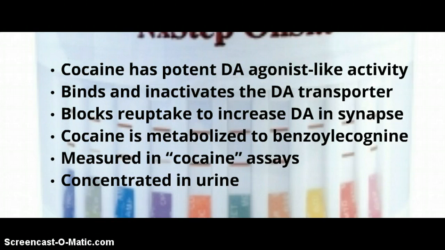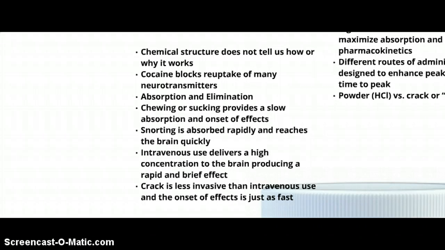If we look at the chemical structure of a drug, the chemical structures don't really give us an idea of how they work. We'll look at the chemical structure of cocaine in just a little bit.